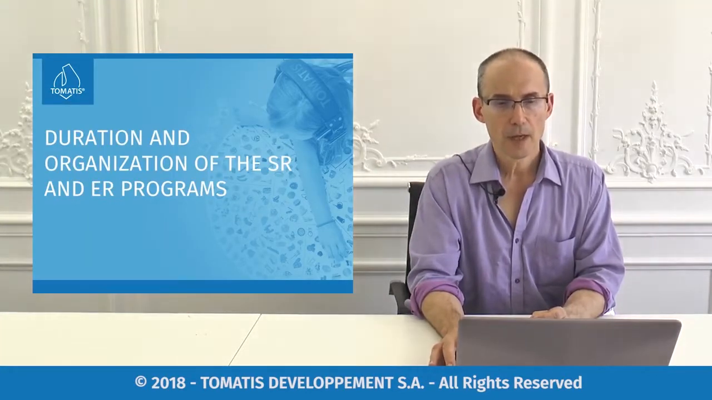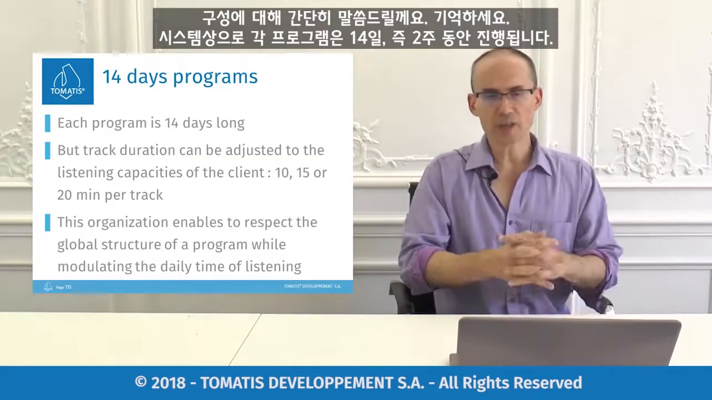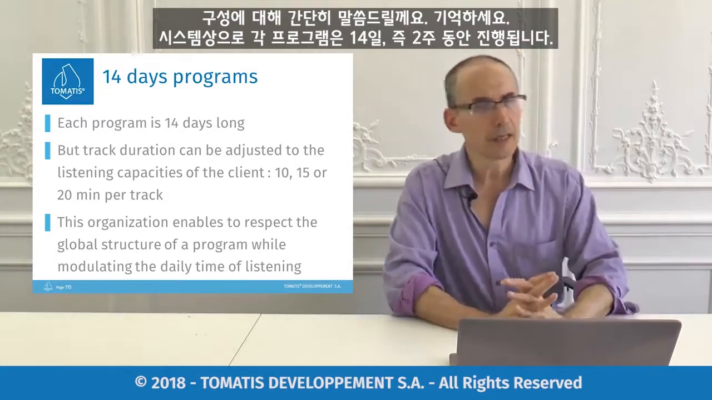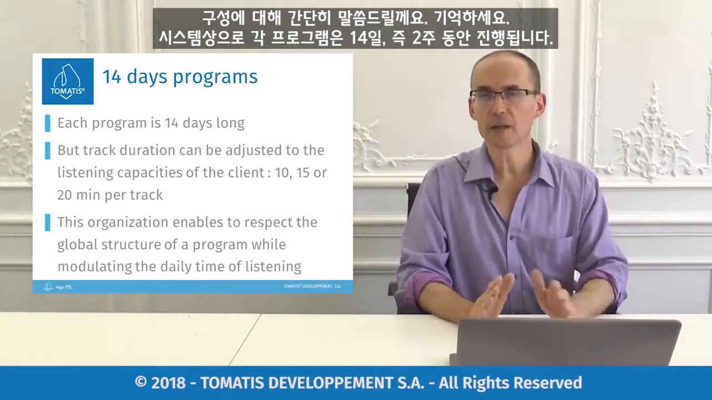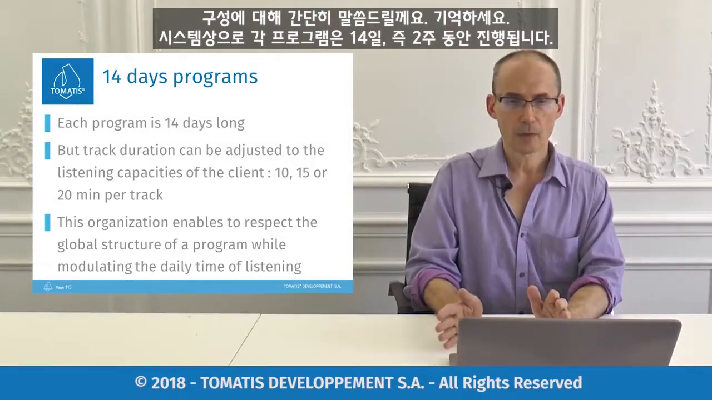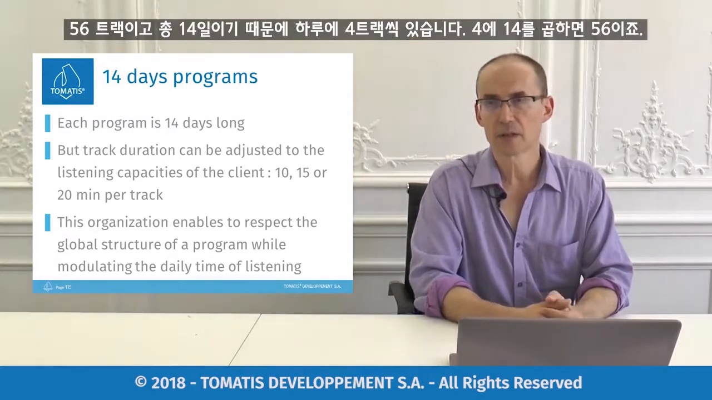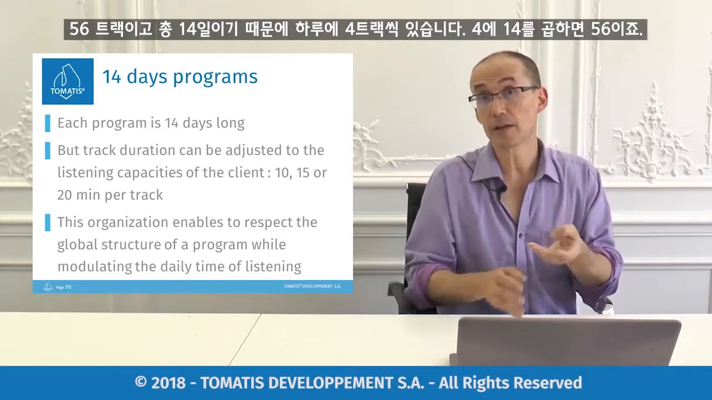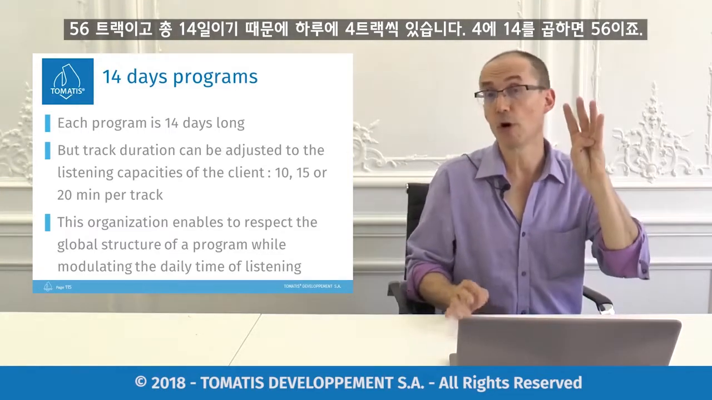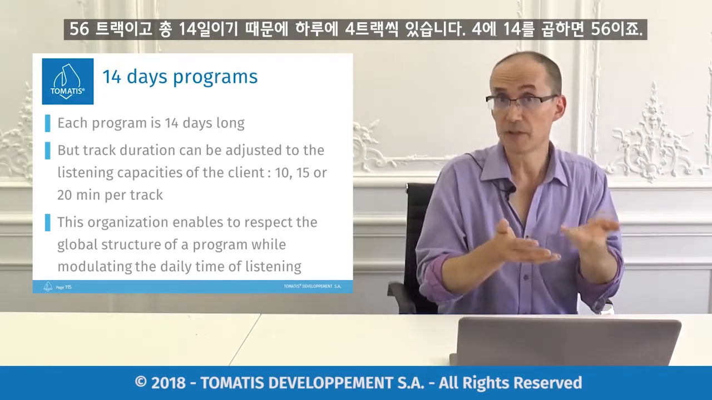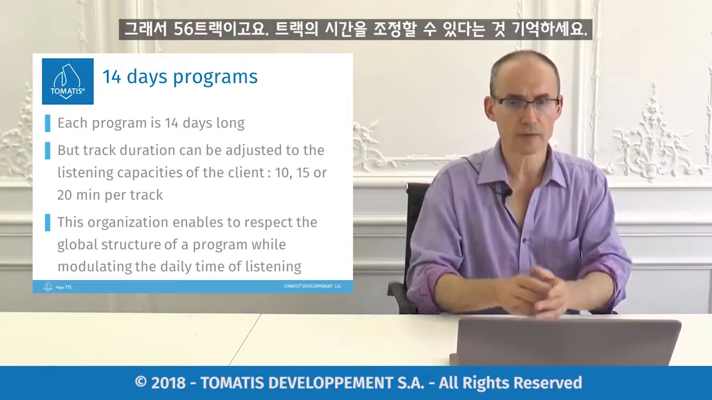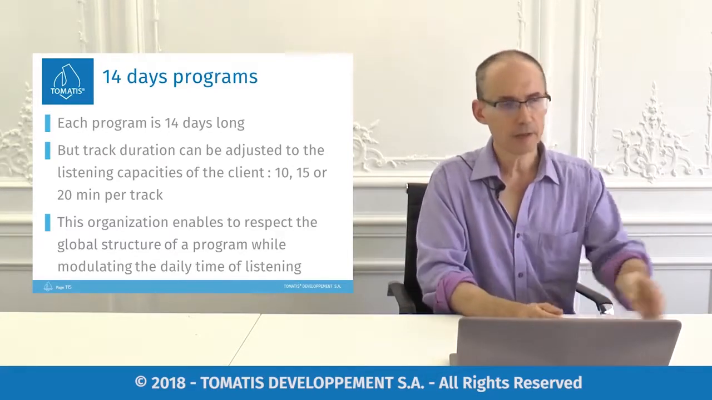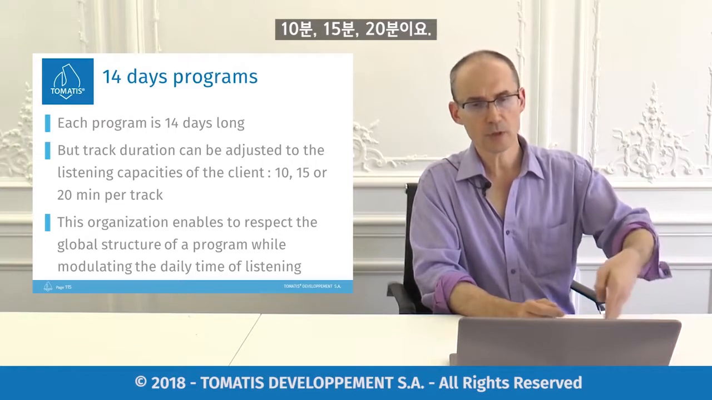A few words about the organization. Once again, remember, systematically in each program, 14 days, 2 weeks. 56 tracks, because there are 14 days and every day there are 4 tracks. So 4 multiplied by 14 equals 56. But remember, you can adjust the duration of a track: 10 minutes, 15 minutes, 20 minutes.